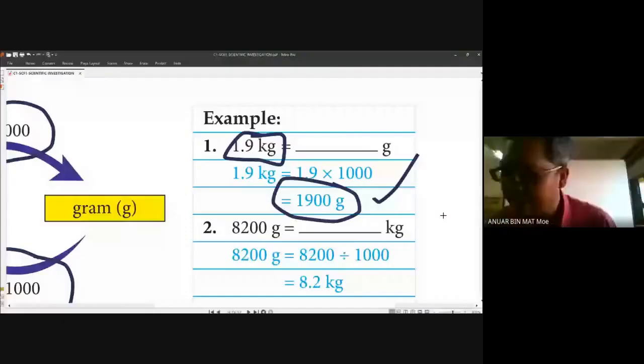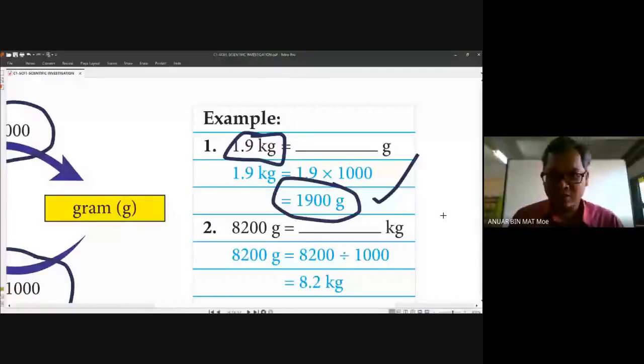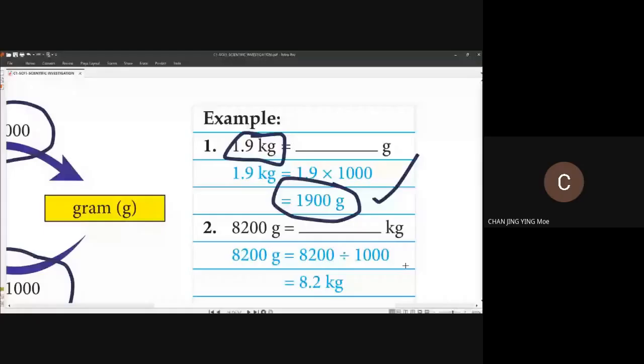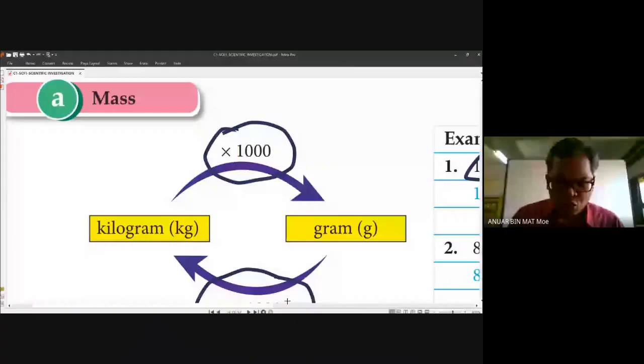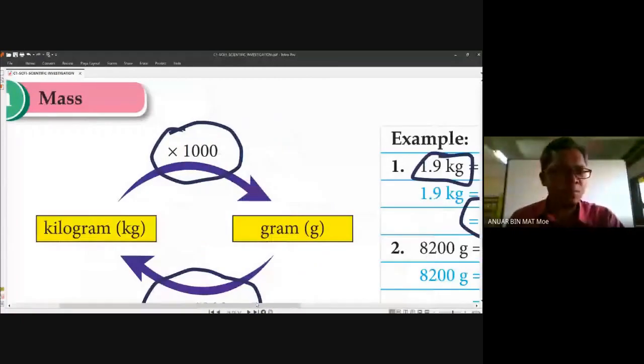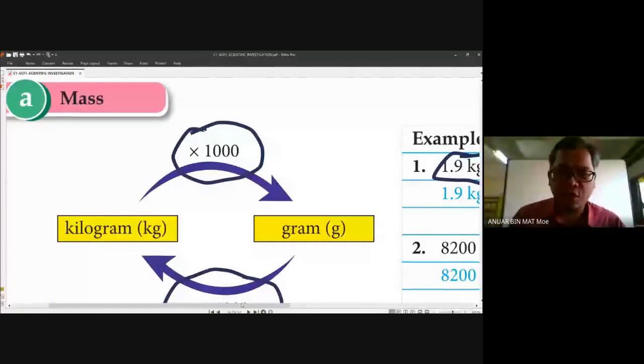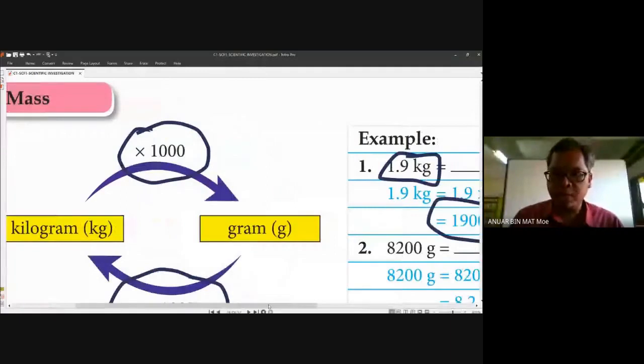How to convert the base unit? For example, here we want to convert the unit of mass. From kilogram to gram, you must multiply by 1000. And vice versa, from gram to kilogram, you must divide by 1000. Okay, example here again.